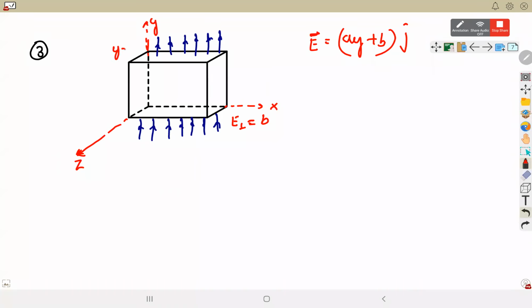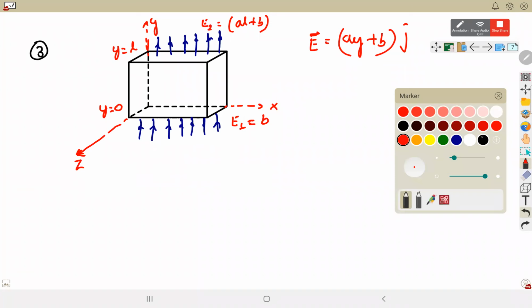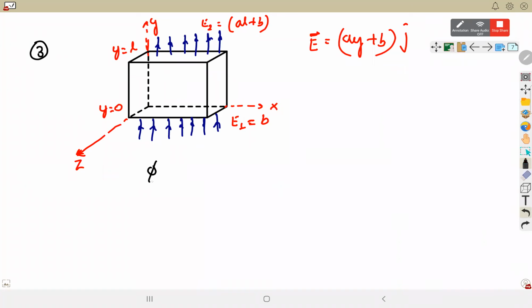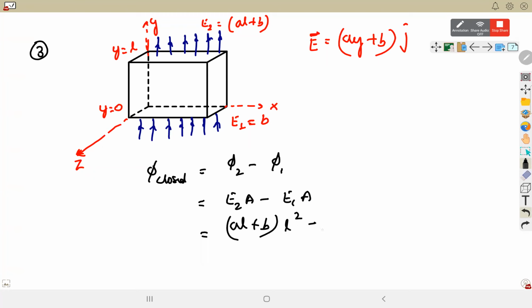And here it will be y is equal to L. So electric field E2 will become AL plus B. Total flux coming out of this Gaussian surface is net outward flux minus flux that is going inside. Phi close this, phi 2 minus phi 1, which is E2 into A minus E1 into A. E2 is AL plus B times L square, E1 is B times L square, and this is equal to total charge enclosed by epsilon naught.